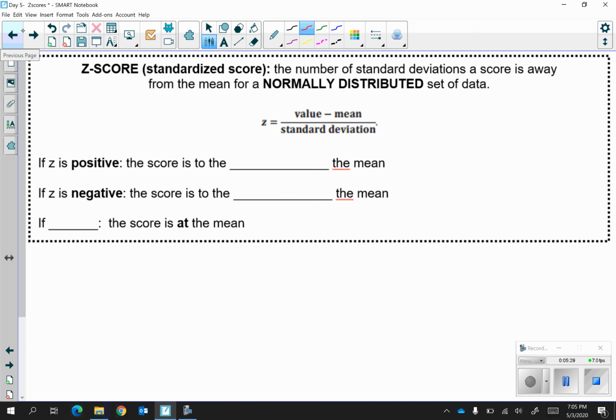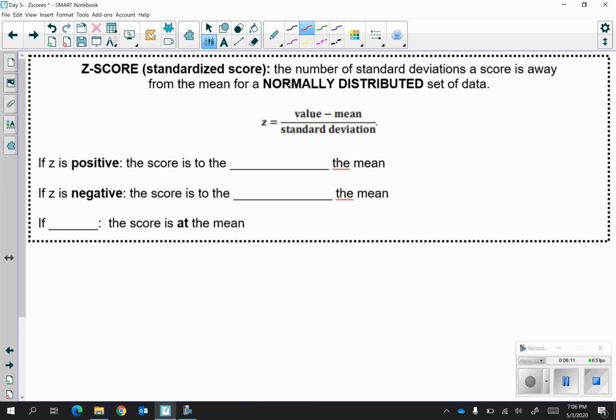And that brings us to the idea of a z-score. It's a standardized score. It's the number of standard deviations a score is away from the mean for a normally distributed set of data. So how far are you away from what happens on average? Just like with that other example, if you get 100 but the average was a 70, you would have a really high z-score because you are far away from the actual average. And we calculate that in terms of standard deviations. Make sure you can only use that if you have a normally distributed set of data.